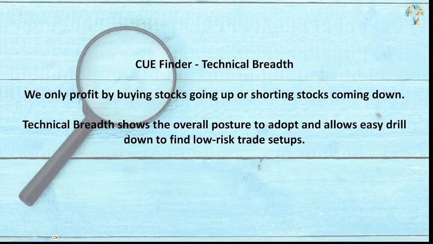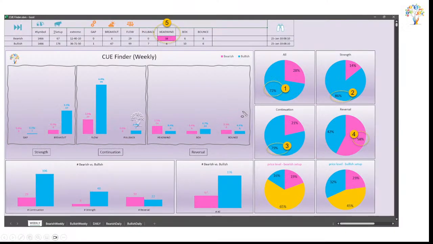Technical breadth, weekly picture. Again, an example of how I am reading not only where it is now, but where it may go next. Overall, weekly technical breadth is bullish, no doubt about it. Strength setups bullish, continuation setups also bullish, but reversals are bearish. And on top of that, we have a bearish headwind alert.